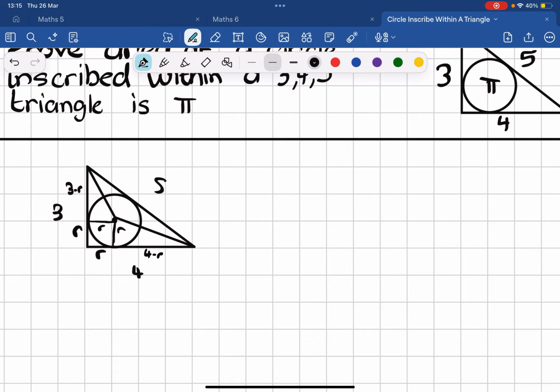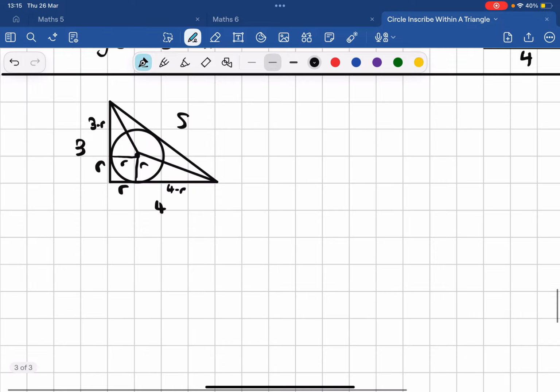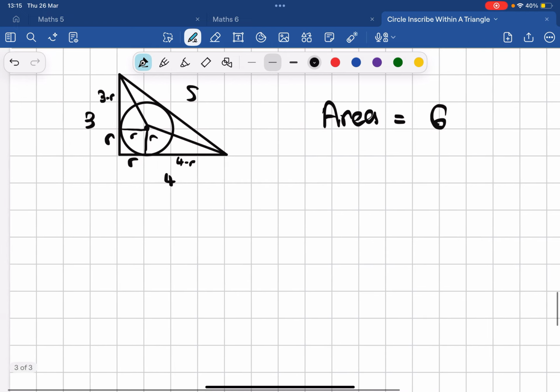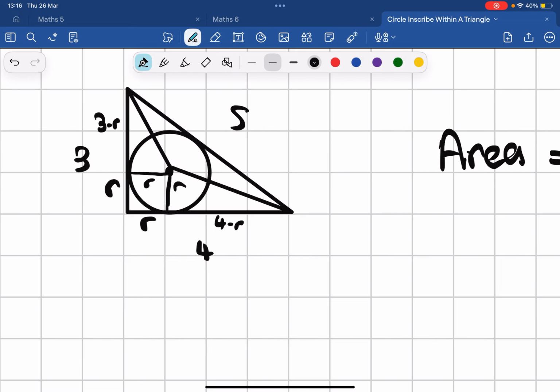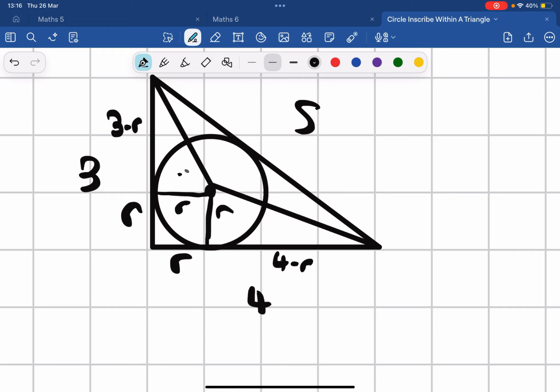Why are we actually creating these triangles? Well, we already know what the area of the whole triangle is, and that's 3 times 4 over 2, which is 6. And if we calculate the area of the triangle in terms of r, we can solve for r by equating to 6. Then that hopefully should give us 1. Now if we go back to this diagram, we know the area of this is 3 minus r times r divided by 2. The area of this square at the bottom is r squared. The area here is 4 minus r times r over 2. This is a triangle. So we just need to find out the area of all this.